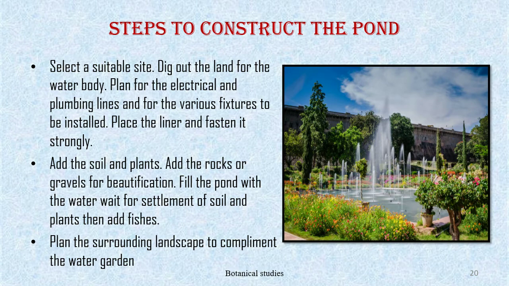Steps to construct the pond. First, select the suitable site, then dig out the land for the water body, then plan for the electrical and plumbing lines and for the various fixtures to be installed, then place the liner and fasten it strongly, add the soil and plants, add the rocks or gravel for beautification, fill the pond with water, wait for settlement of soil and plants, then add fishes, and plan the surrounding landscape to complement the water garden.